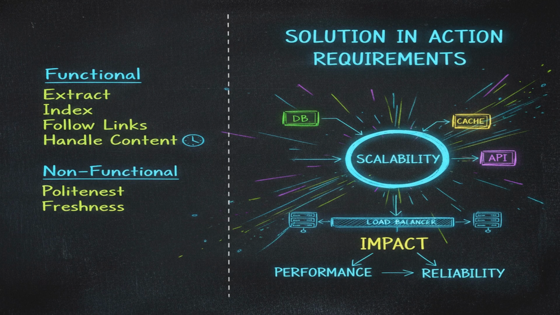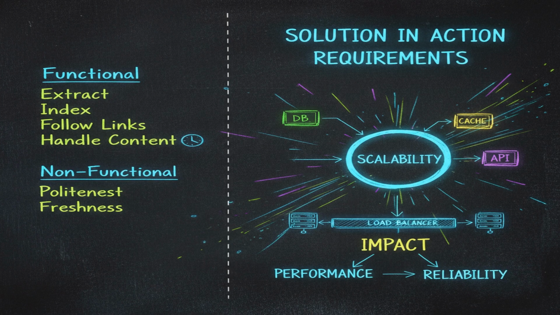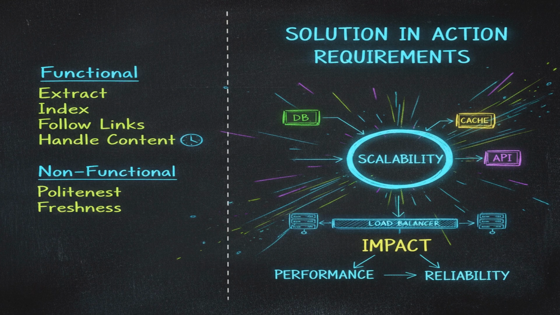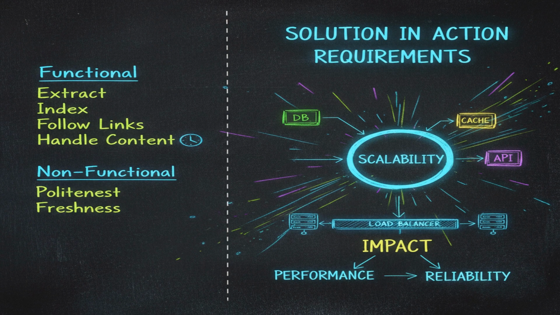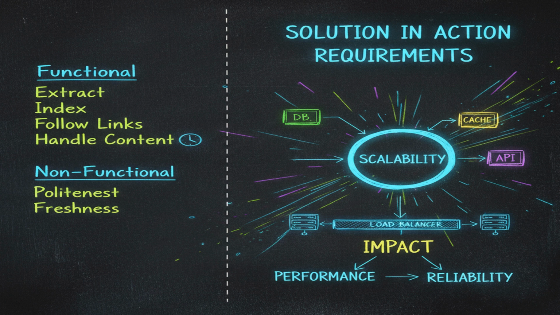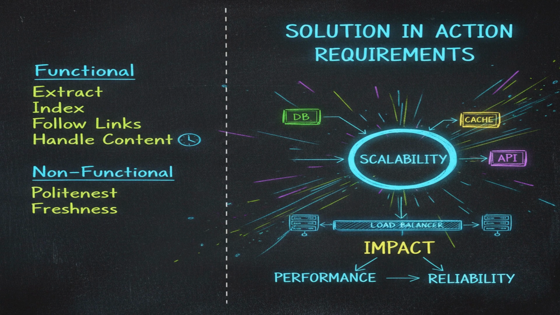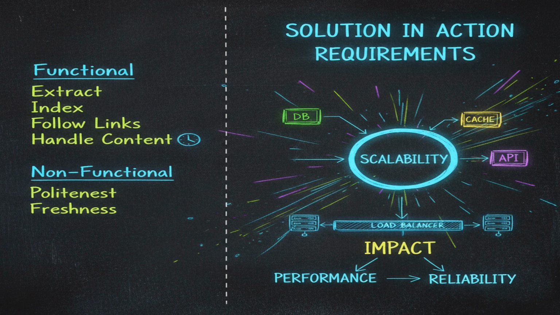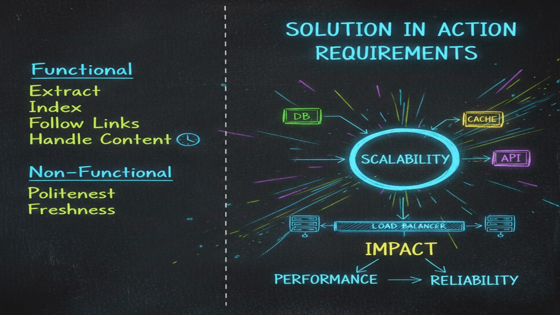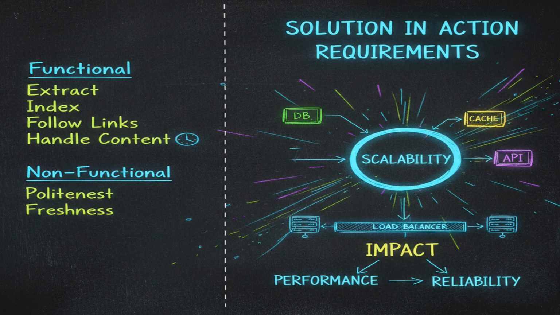Now that we've set the stage, let's define the scope. Functionally, we need to extract and index web pages, follow links, and handle different content types like HTML, PDFs, and images. Non-functional requirements, scalability, politeness, avoiding overloading servers, and freshness of index data are key. What clarifying questions should you ask? First, how often should we re-crawl pages? Second, how deep should we crawl, limiting the number of hops?